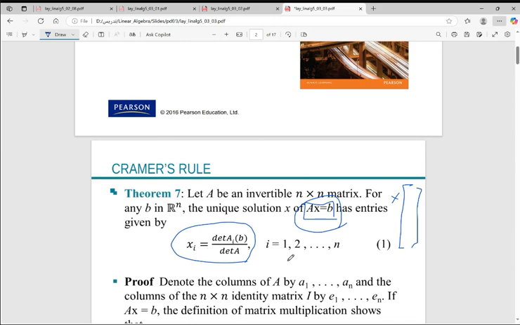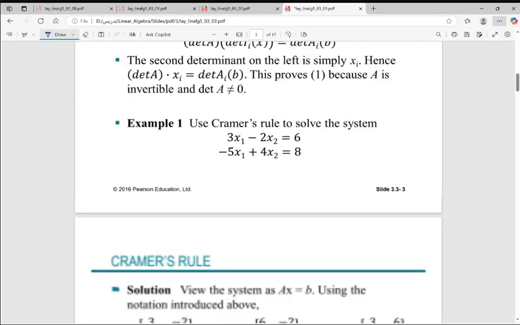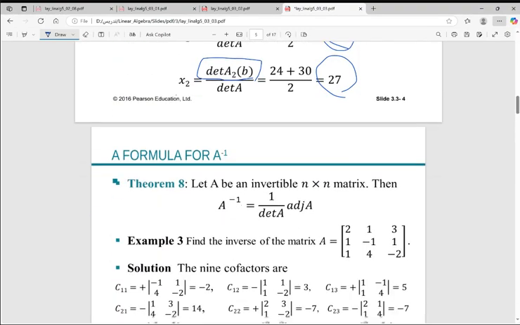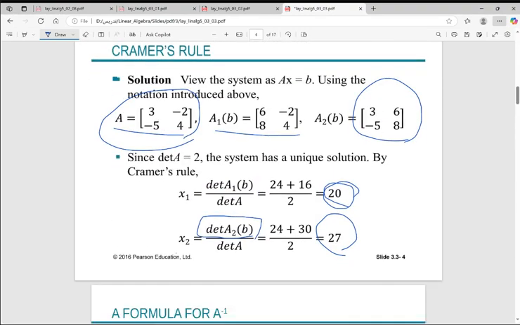Okay, doctor, thank you. So is Cramer's rule now clear to everyone? Yes, doctor.